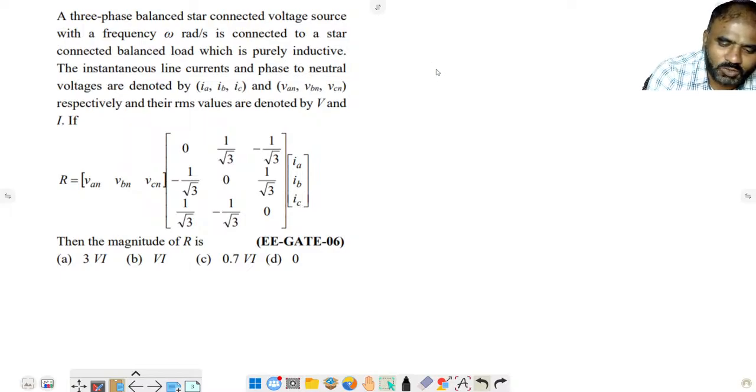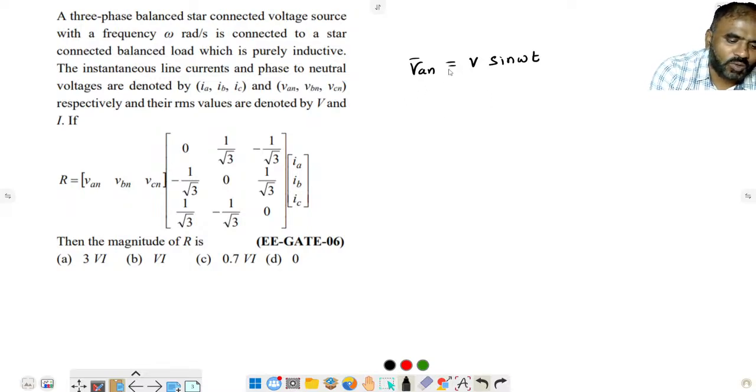So what I am trying to say, let's write the expression for VAN in terms of RMS voltage: root 2 V sin omega t, the instantaneous voltage. That's why I'm assuming the A phase voltage is the reference. What about VBN? Root 2 V sin of omega t minus 120.